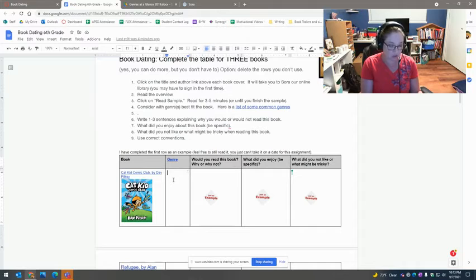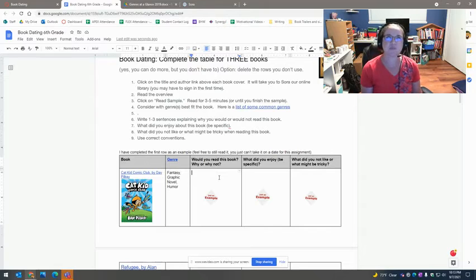You don't have to write down all three, but you could definitely write down a couple if you think so, or at least one. So I think it's fantasy. I think it's a graphic novel, and I think it's humor. Okay, so they don't all have to be on that genre guide, but that's just a way to get you started. So, would you read this book?